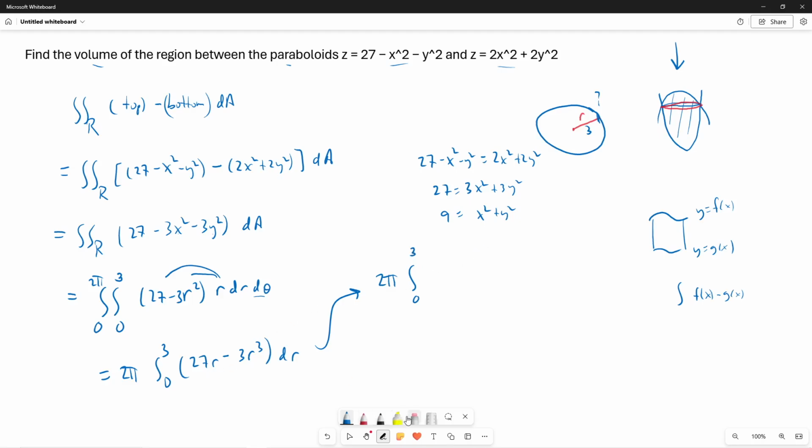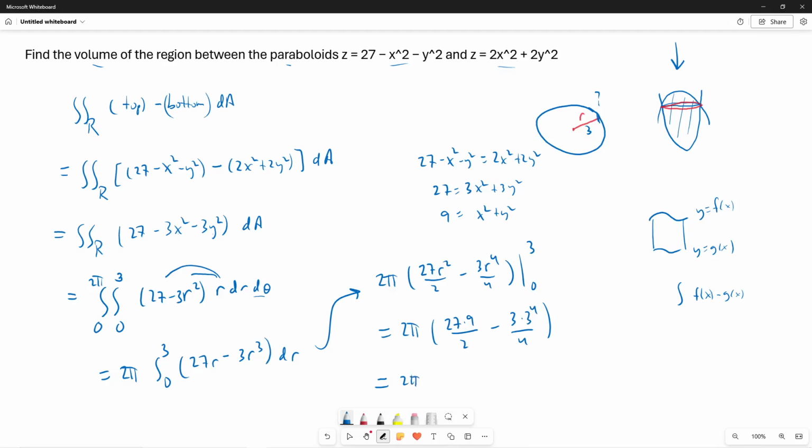Now the antiderivative is 27r squared over 2 minus 3r to the 4th over 4. And we want to plug in 0 and 3. When we plug in 0 for r, we'll get 0. So the answer is 27 times 9 divided by 2 minus 3 times 3 to the 4th divided by 4. So we just have to work out the arithmetic.